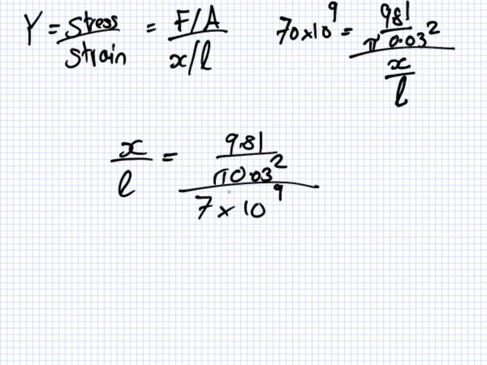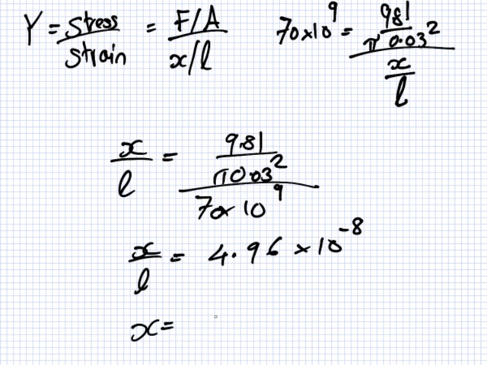Oh, sorry, 7 t. So now it's telling me x over L is 4.96 times 10 to the minus 8. So x is 4.96 times 10 to the minus 8 L.